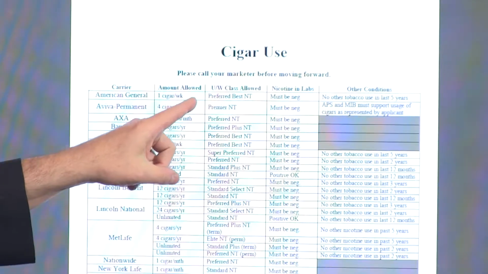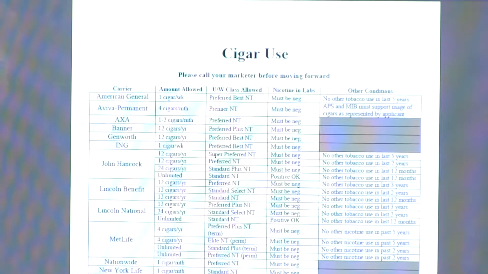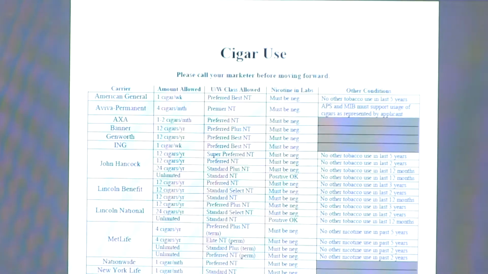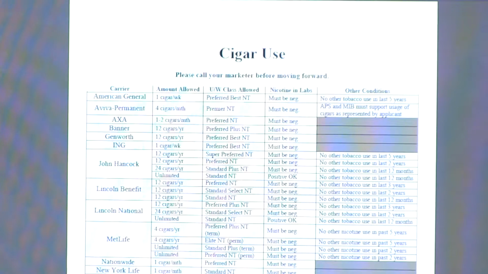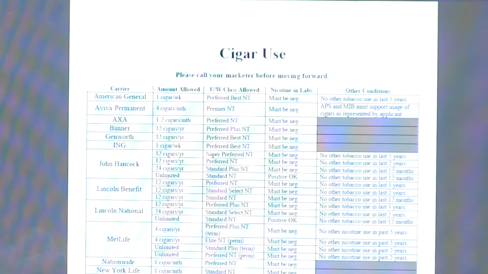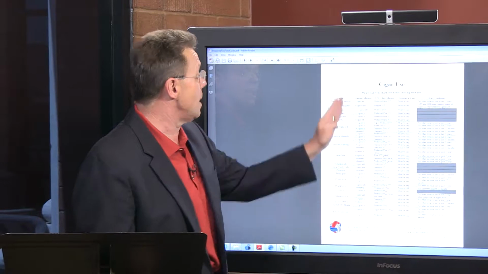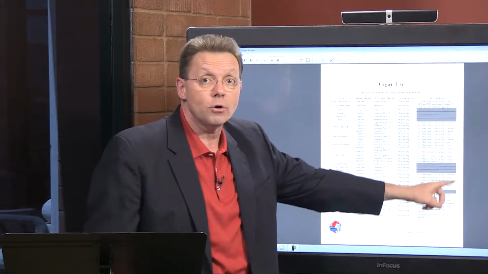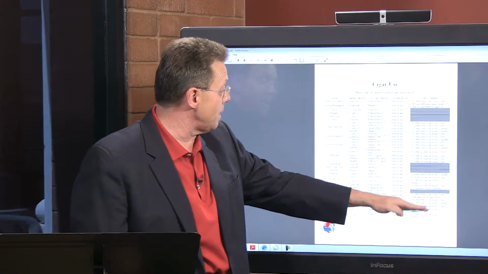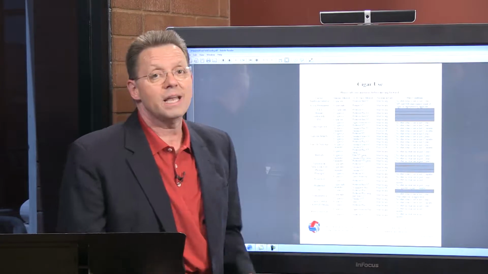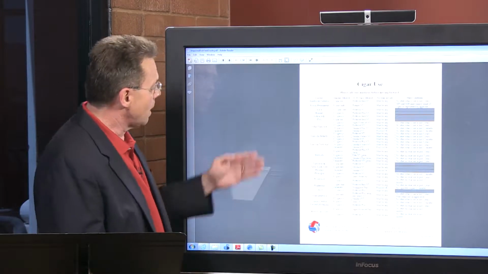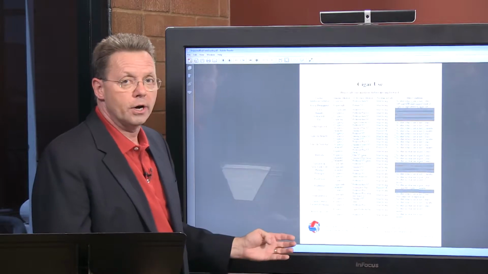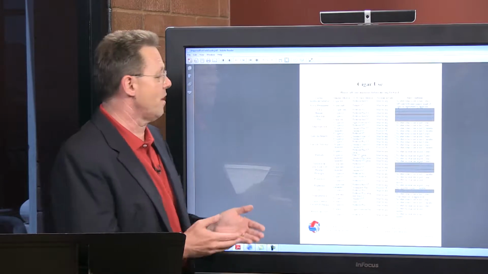You could be at preferred best non-tobacco, depending upon the amount used and nicotine. And I've noticed that there's a couple players, John Hancock, interesting, they are positive okay. You could even have some positives in another couple carriers where you could actually have nicotine in the urine, and that's still okay as long as the amount that has been used is relatively within their limits and your other tobacco use, they can cite it, and most of these are saying no tobacco use, but there's a few that'll say as long as it wasn't in the last 5 years. So when I'm looking at cigar use, I'm going to look at all the carriers after I read what my client has told me and figure out which is the most benevolent.